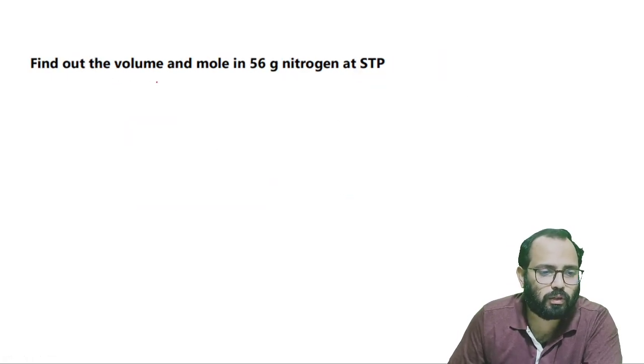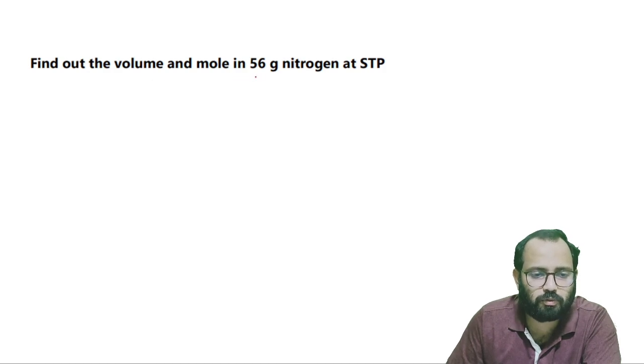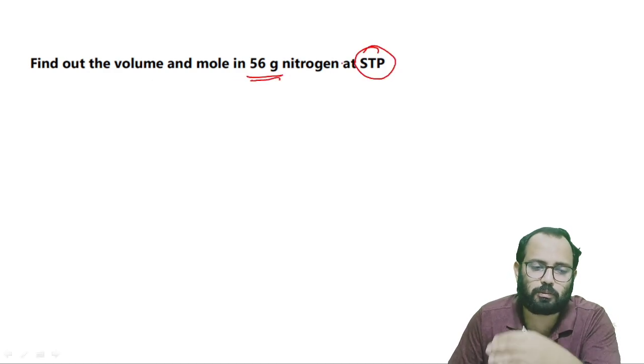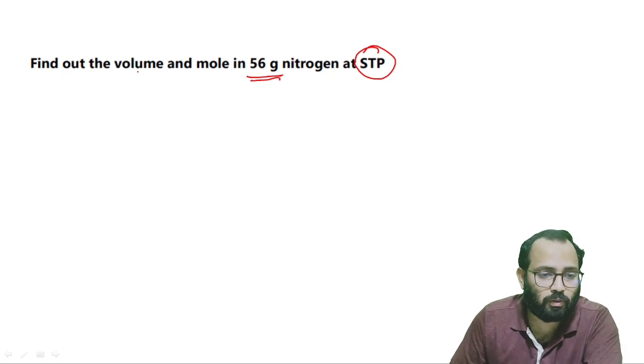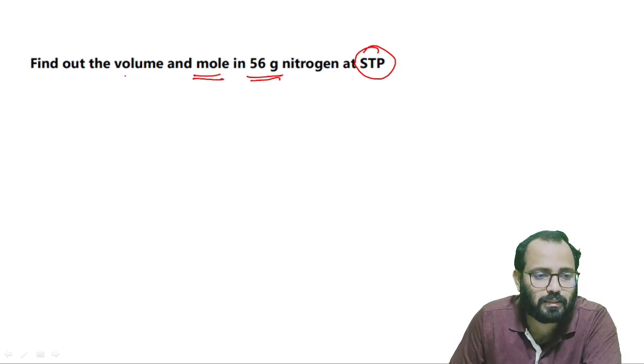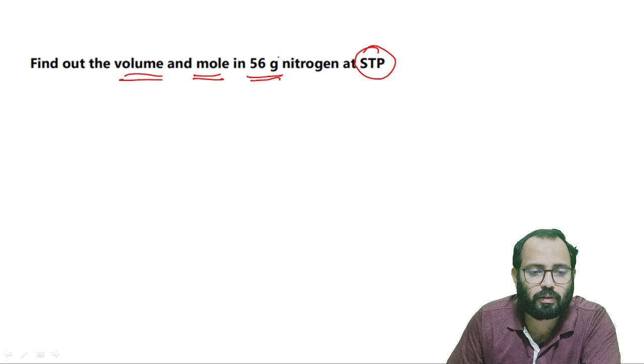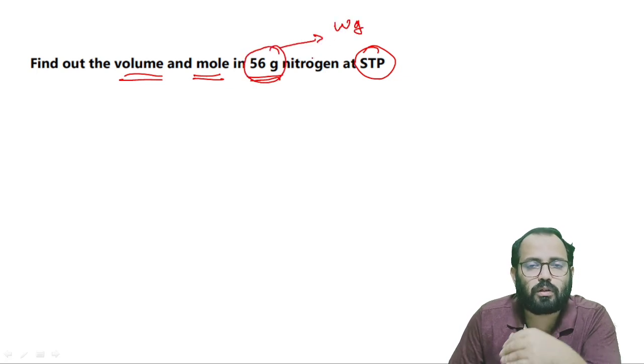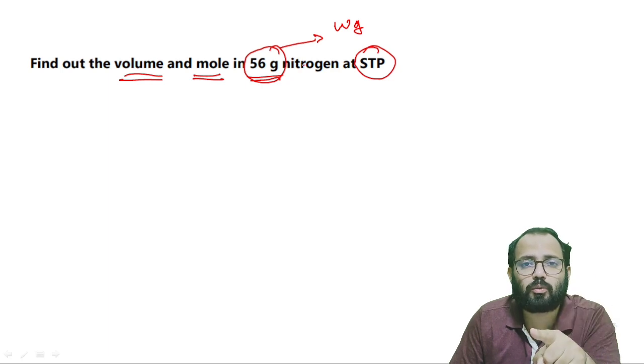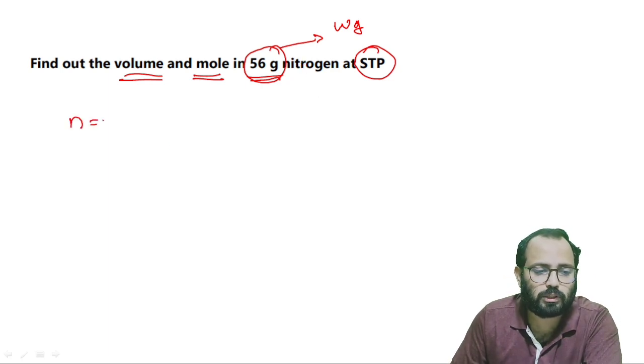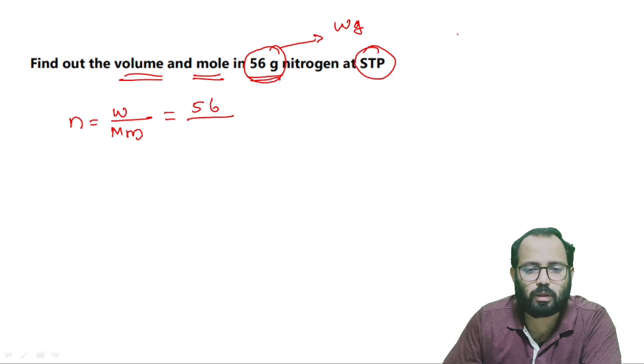Now, if you wanted to find out the moles as well as the volume in 56 gram of nitrogen at STP, this time they have given the weight in grams. So if they have given you the weight, how will you find out the number of moles? Number of moles is equal to given mass by molecular mass. So it is 56 gram of nitrogen. What is the molecular mass of nitrogen, N2?